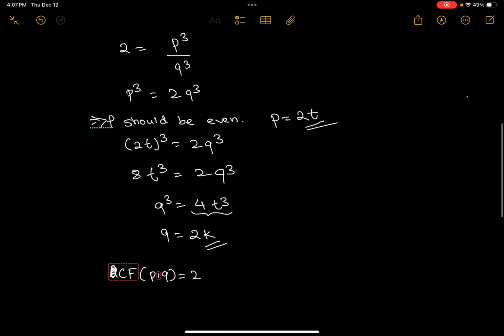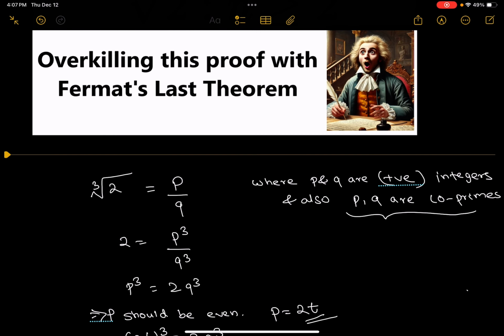Since we have shown that our assumption was wrong, that means we cannot write the cube root of 2 as a fraction p over q, where p and q are integers and they are co-primes. So if there's no such fraction, this proves that the cube root of 2 is irrational.